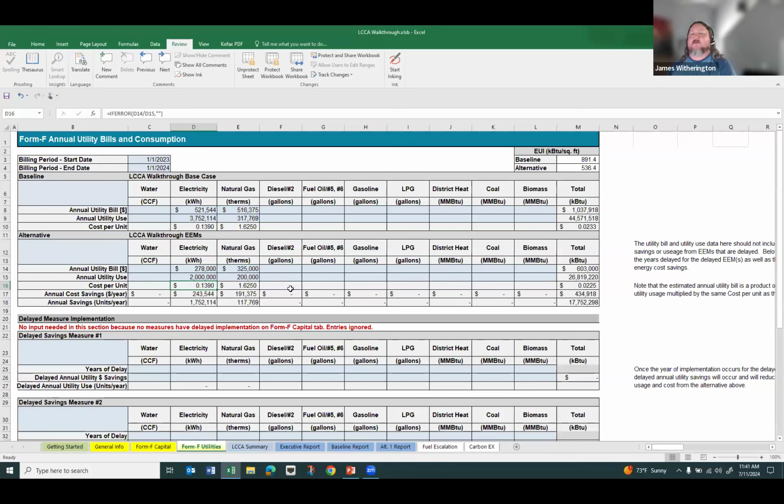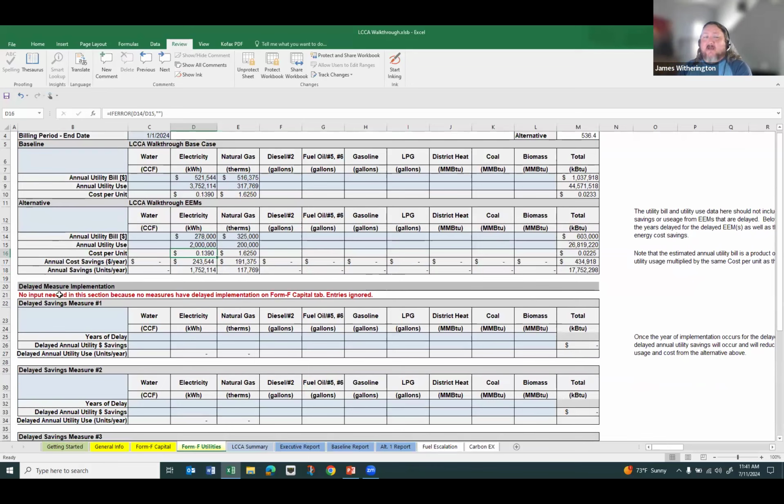Obviously, with the lifecycle cost analysis, there are fuel escalation rates, which are seen in the tab up here on your far right, that are pulled from NIST 135's annual supplemental. So going into future years, the energy rates will be escalated based on those data tables.